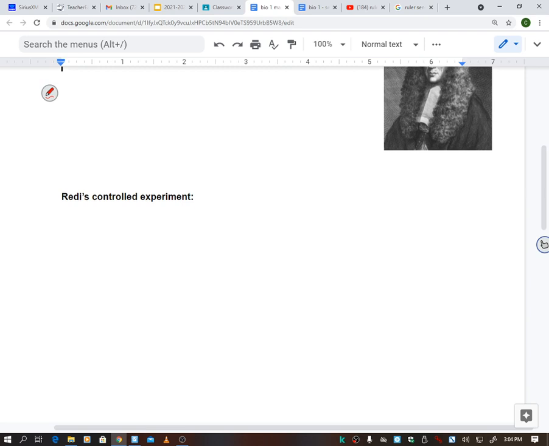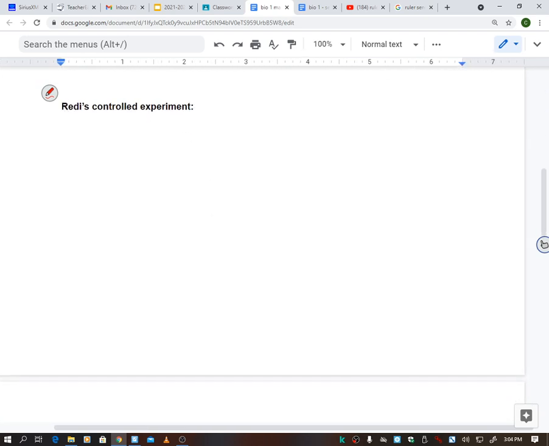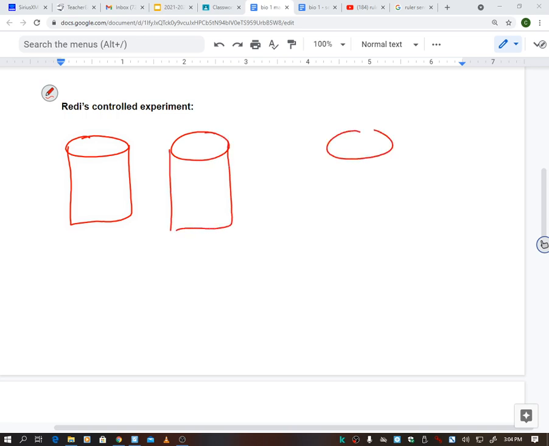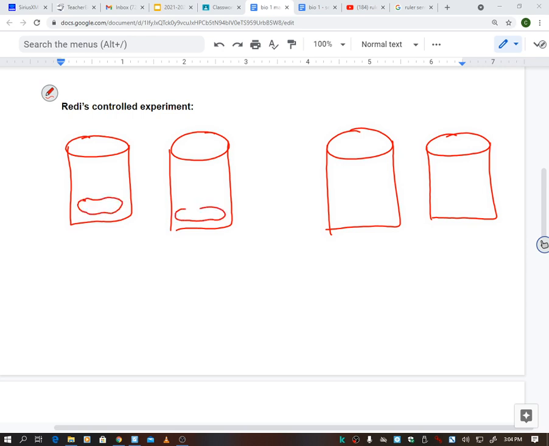All right. So hopefully you have your experiment done. So here's what Redi did. I'm going to draw it out. Okay, I'm not an artist, so I am sorry for how this might look. So he had 4 containers. There's 2, and then he had 2 more. So he had 4 containers, and then here's my meat. This is my meat. Okay, it's just kind of a blob down here at the bottom. You put meat in the bottom of these containers.